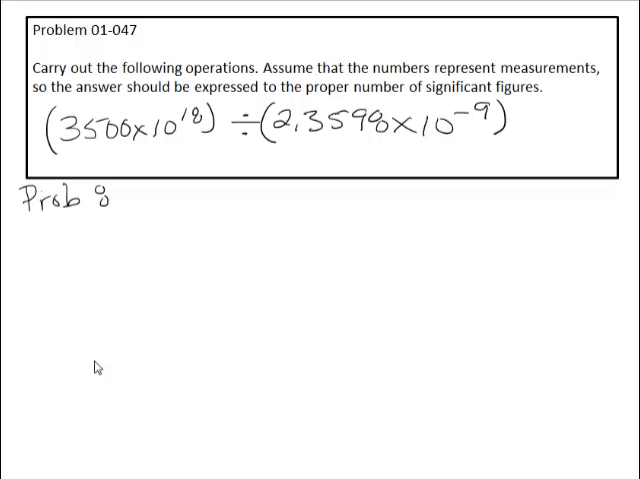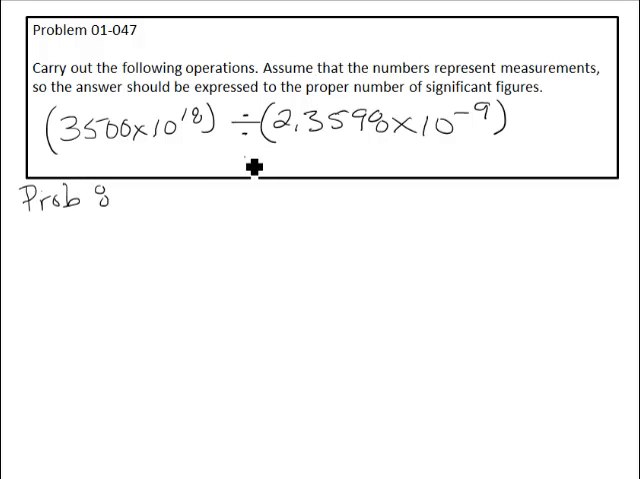So here's problem 8 on the assignment, which is problem 1-47 from your textbook. And at first it seems pretty straightforward. You just plug it in your calculator and do your calculation. But remember, it stresses to you, you have to give the right number of significant figures.